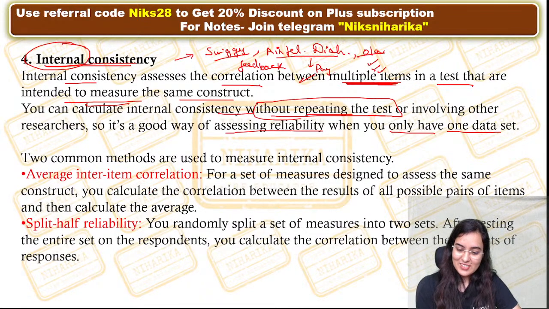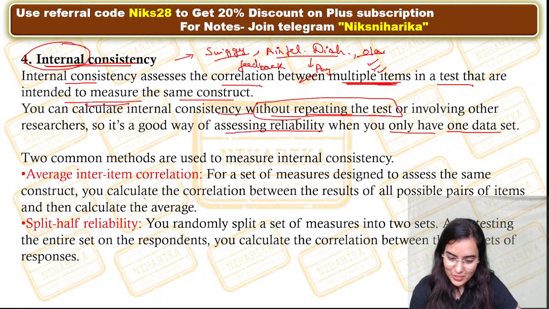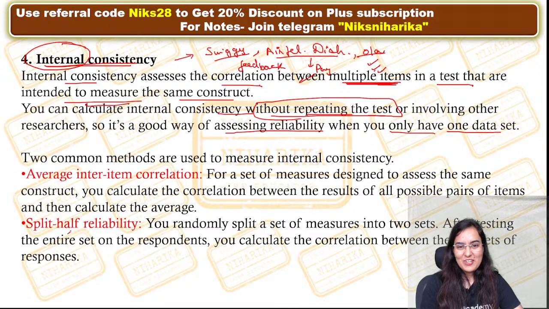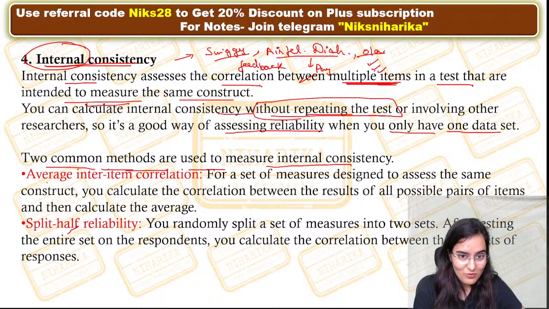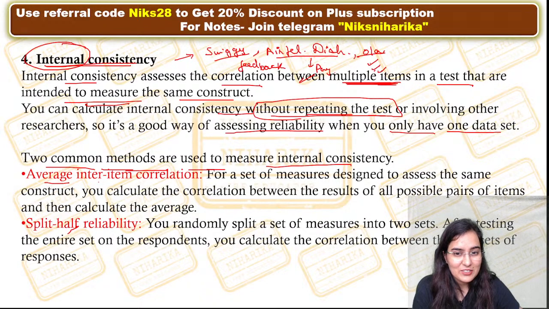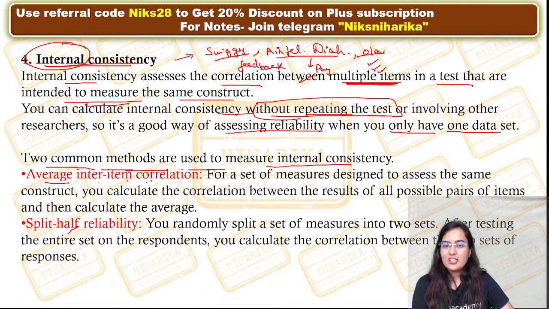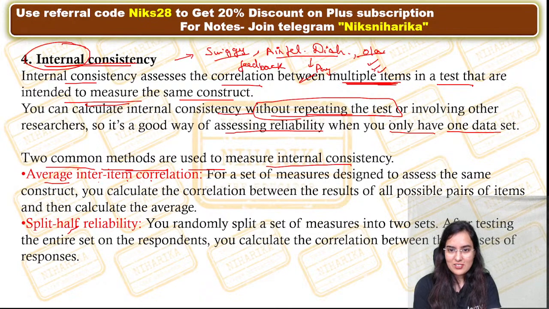Now, first rate the delivery boy, then tell the company. Exactly, very nice. Now two common methods are used to measure internal consistency. One is known as average inter item correlation. Look, what is this? It's a normal correlation kind of thing for a set of measures without repeating. It's a set of measures designed to assess the same construct.